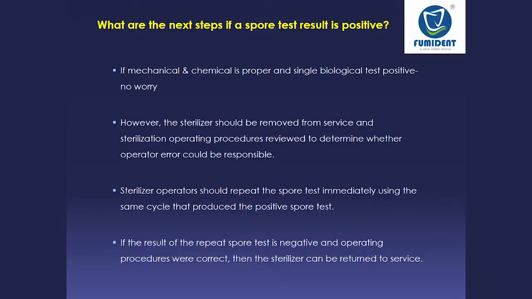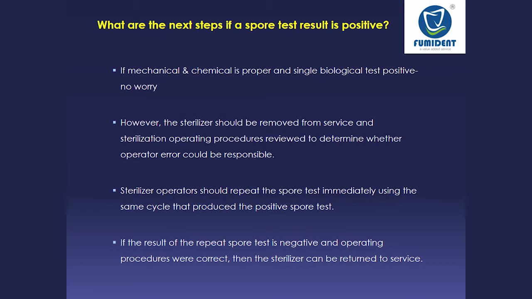So what are the next steps if the spore biological indicator or your spore test result is positive? If mechanical and chemical indicators show that sterilization is adequate, and if your spore test is positive, then you should not be worried. However, the sterilizer should be removed from processing of instruments, and you should evaluate it with the help of your manufacturer or your service provider, whether this autoclave is performing properly or not.